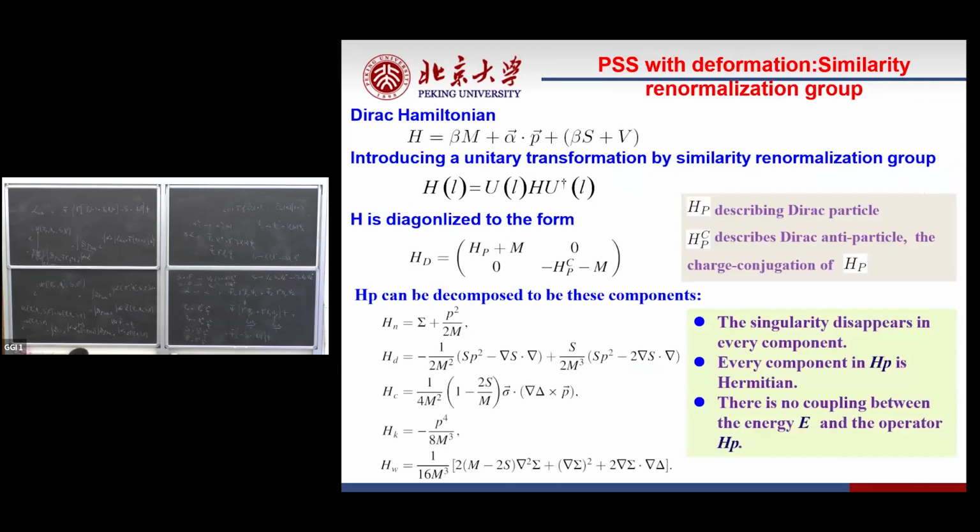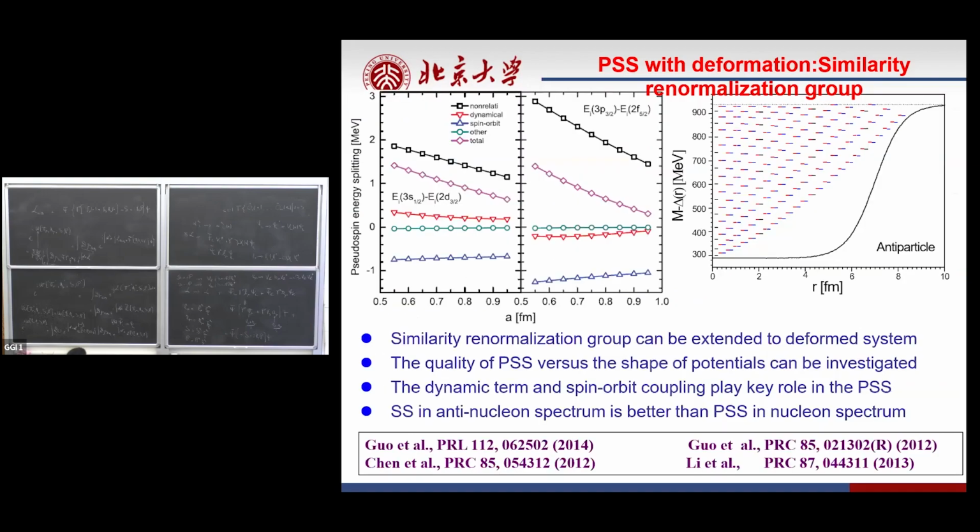You can also do that, for example, with the similarity renormalization group and so on. Then you can easily extend this formalism to study the pseudo spin symmetry in spherical nuclei, deformed nuclei, even triaxial nuclei. You see, this is the pseudo spin symmetry in the deformed case, and this is how the Dirac sea looks for the antineutrons.